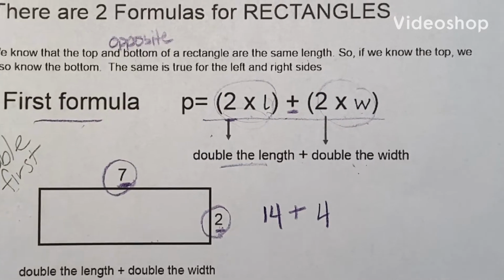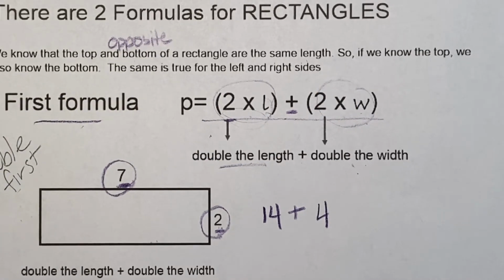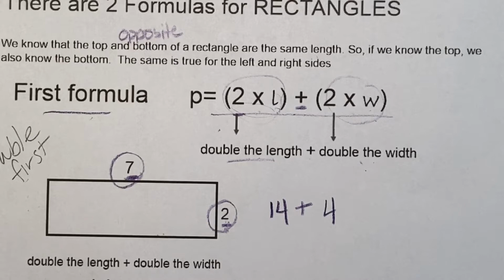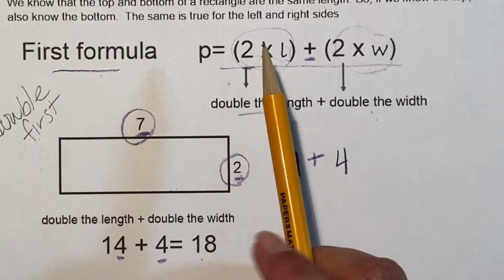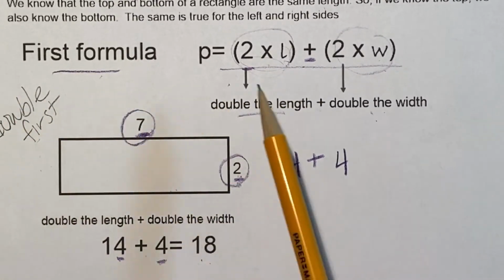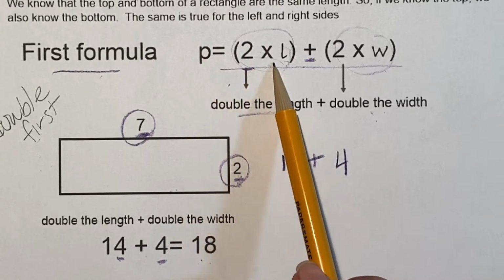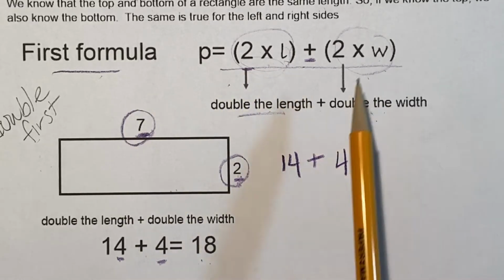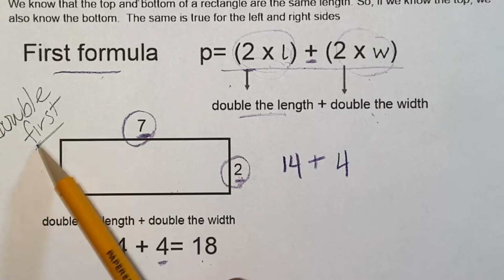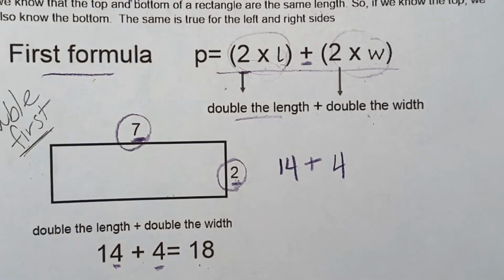So today we're going to determine the missing side of a rectangle or a square, and we have been given the perimeter. Let's review the formulas for perimeters. For rectangles, the first formula has us doubling first. Double the length, double the width, and then add them together. So this is the double first formula.